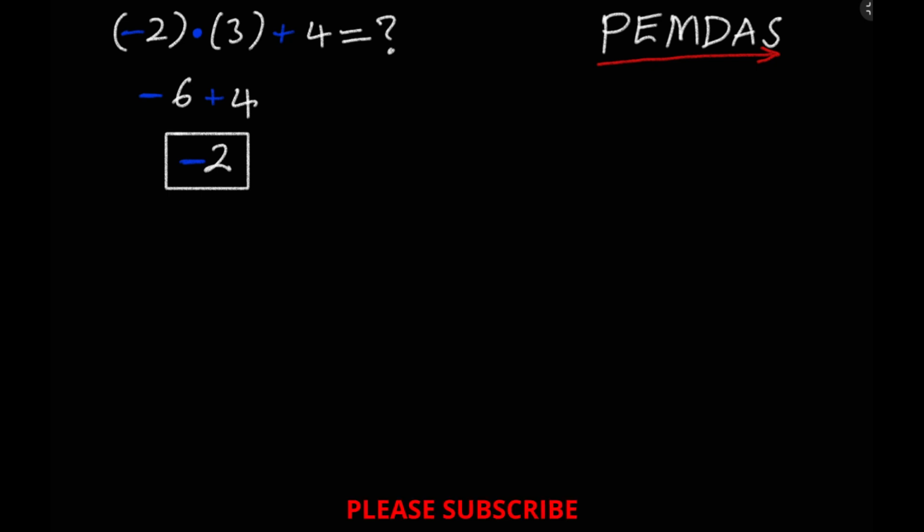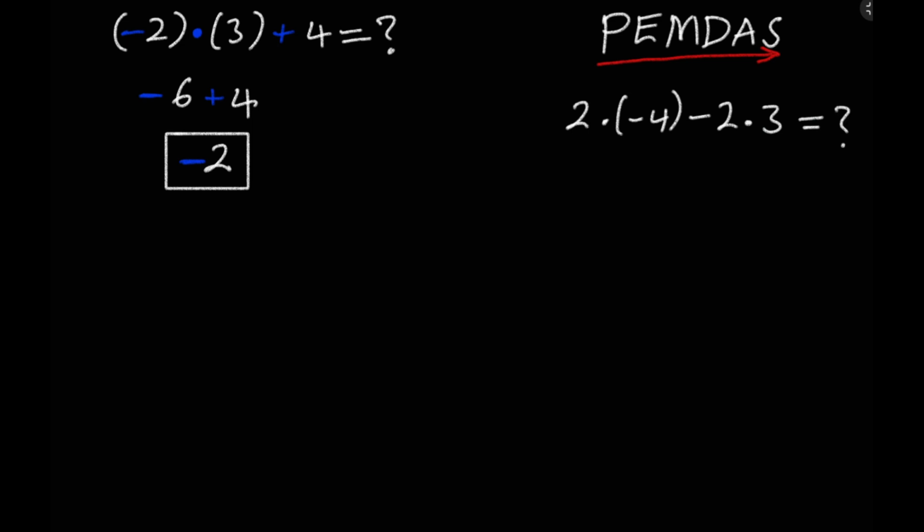Let's go ahead and solve another question. Let's say 2 multiplied by negative 4, then we have minus 2 times by 3. Again, do we have a parenthesis? Of course, we do have a parenthesis here. We have a multiplication, and then we have subtraction. Now let's go ahead and then use the order of operations. First, we are solving the parenthesis, okay? 2 multiplied by negative 4.